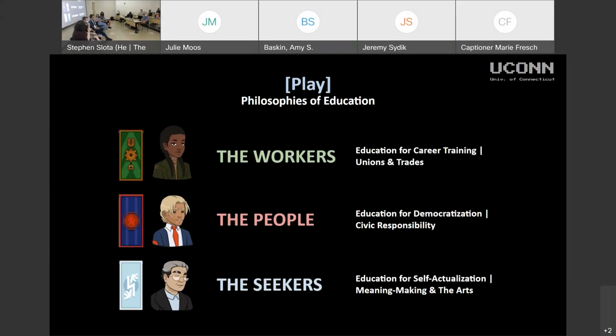For the people, it's education for democracy, right? Educating so that people can engage in a democratic society and actually be fully functioning and informed members of that society. And so they have an authoritarian queue that you need to resolve as you go through their different specific section. And then the seekers are education for self-actualization.